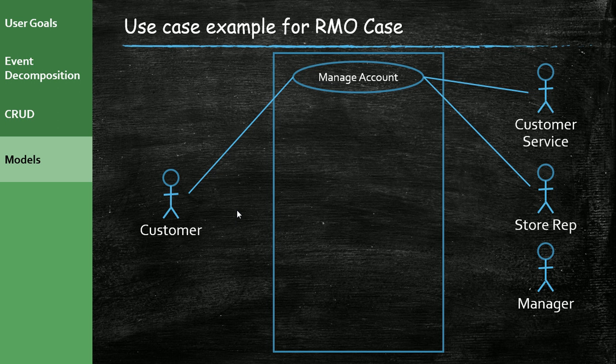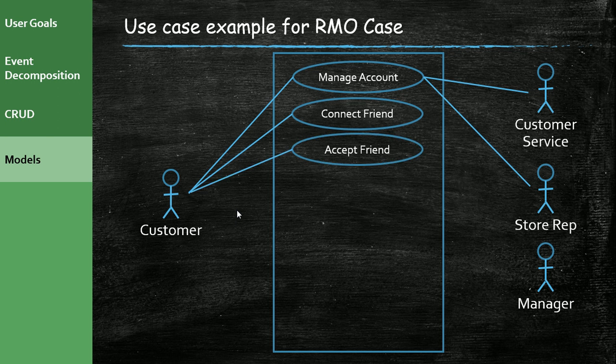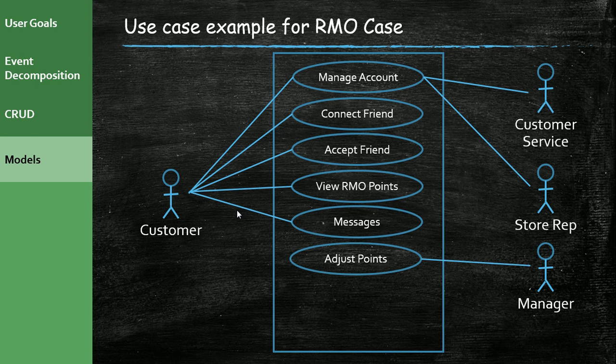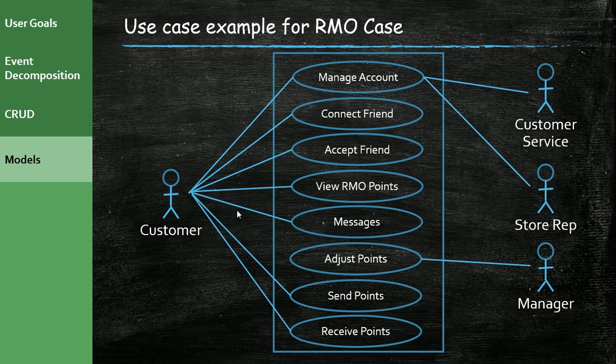So your customer and the customer service and the store rep can all manage accounts. The customer can connect to a friend, accept a friend, view their RMO points, send messages. The manager can adjust points, but notice the customer cannot do that. The customer can send points to other users and receive points from other users, so they can gift each other points. So this is an example.